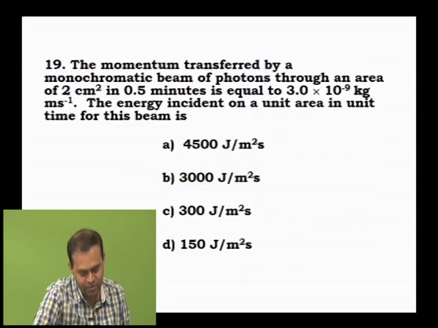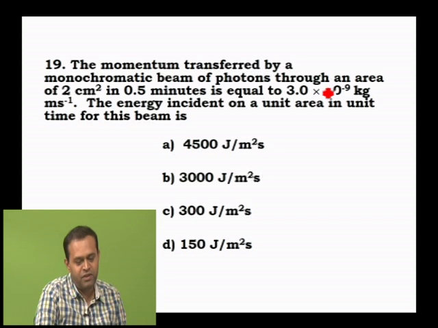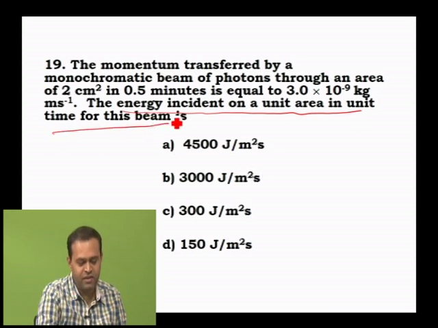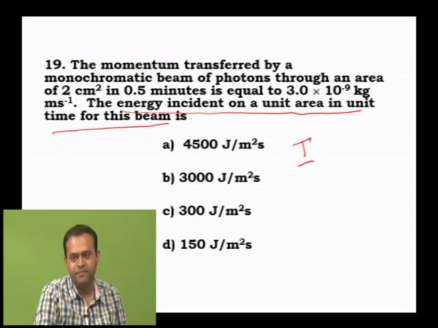Then the 19th question. The momentum transferred by a monochromatic beam of photons through an area 2 centimeter square in 0.5 minutes is equal to 3 into 10 power minus 9 kg meter per second. Energy incident on unit area per unit time. First of all, what term is this? Energy incident on unit area per unit time for this beam is nothing but intensity. Intensity is the average energy transported per second per unit area. We can write I is equal to E by t into A.